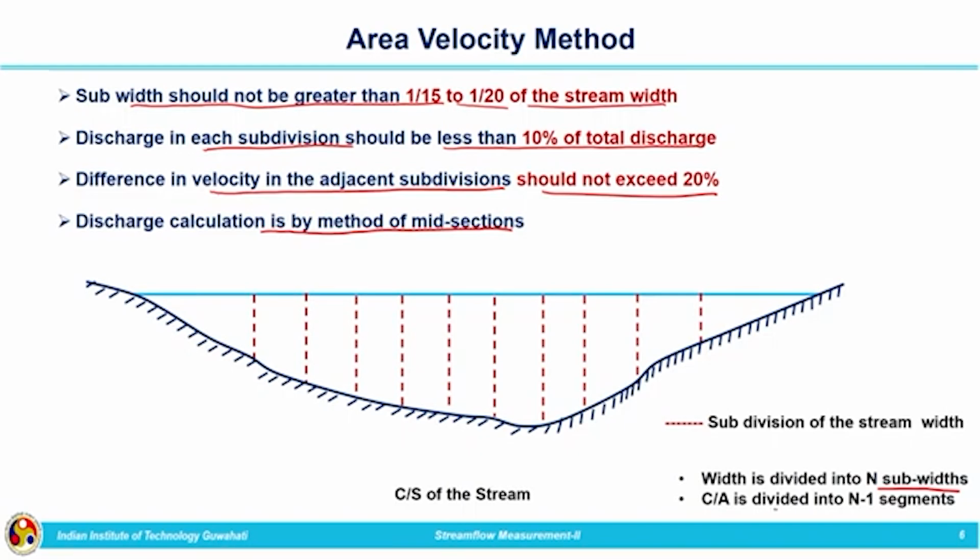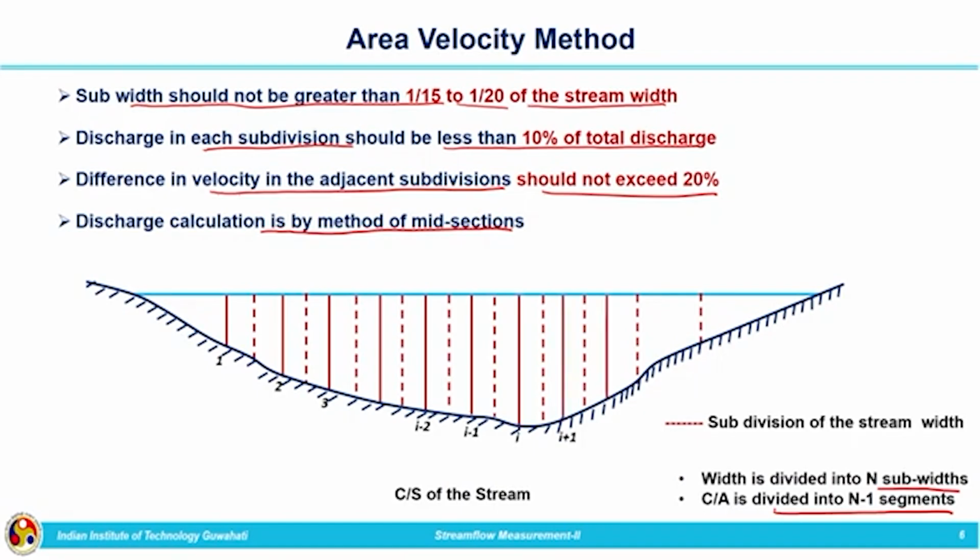So, that way the cross section is divided into n-1 segments. The entire cross section is divided into n-1 segments. So, we can look into the figure. This way we are dividing each subwidth. It is named in such a way that it starts from 1, 2, 3 and goes to the ith segment, and it will come up to n-1 because the total width is divided into n small segments.